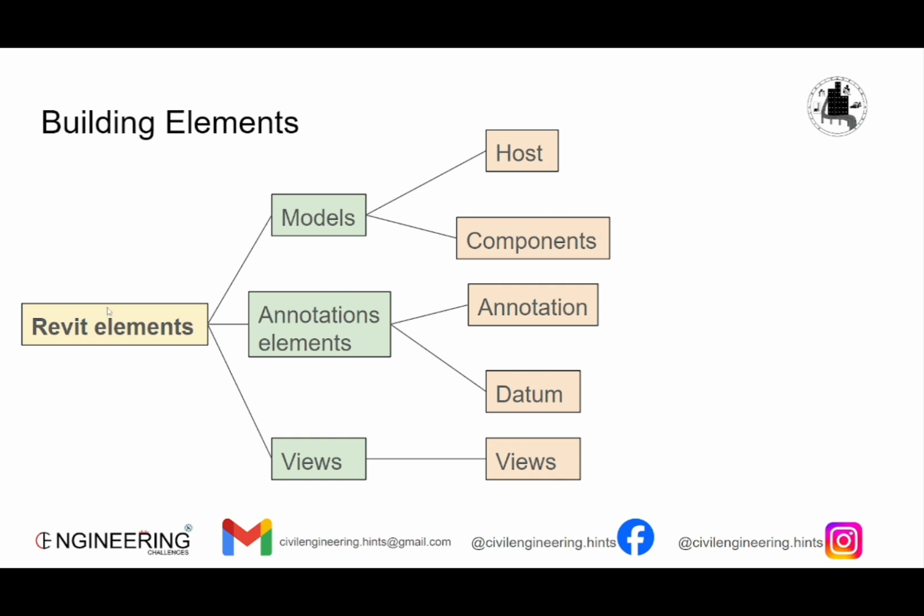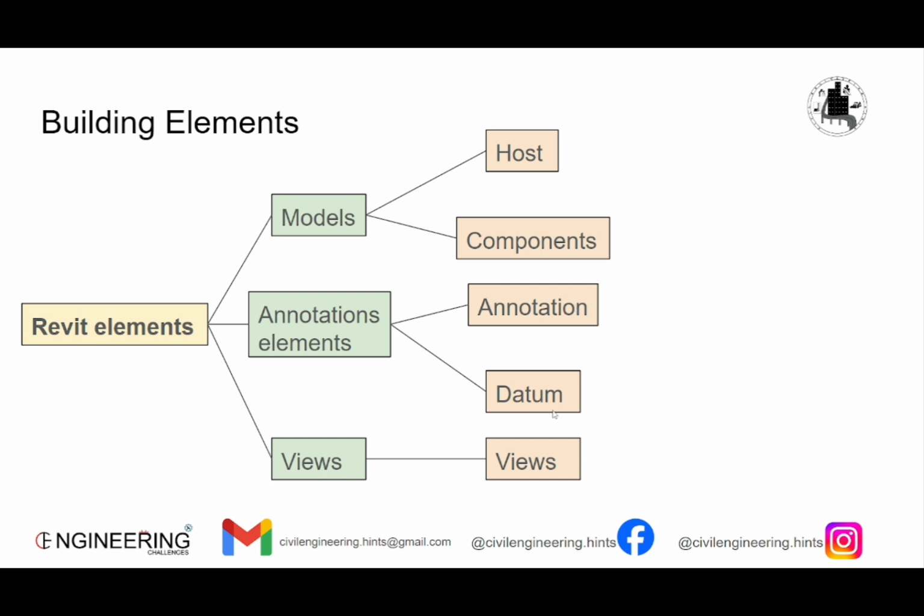So this is the division of Revit elements, where Revit elements are divided into model, annotation elements, and views. Models are subdivided into host and component. Hosts are the in-place components. Components are the fill-out components that are loaded in Revit. Annotation elements are the dimensions and related elements that are placed on top of the drawing sheet.